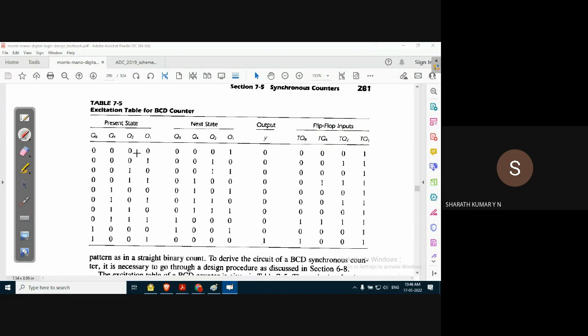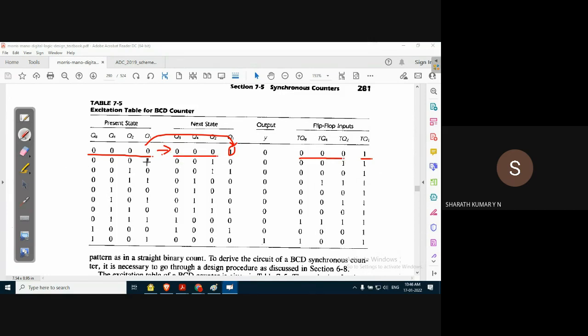What should be the input? For the present state of 0 to go to the next state, only Q1 should change the state from 0 to 1. So the input for the first flip flop should be 1, and the other inputs should be 0, because the other flip flops should not change state. They should remain 0. Very simple.